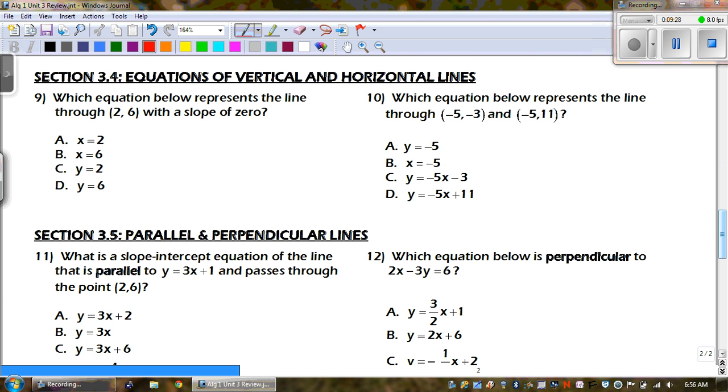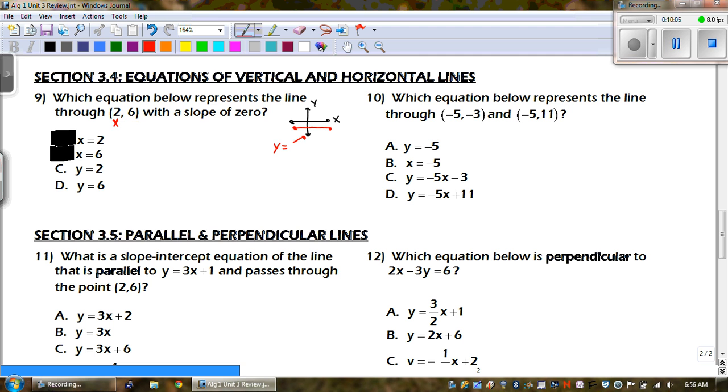Okay, equations of vertical and horizontal lines. Which equation below represents the line through 2, 6 with a slope of 0? All right, so a slope of 0 means that it's a lazy line, okay? So if it's a lazy line, that means it's just kind of lying flat. And if it's lying flat and it crosses the y-axis, it's going to be a y equals graph. Okay, so that means I can cross out A and B.